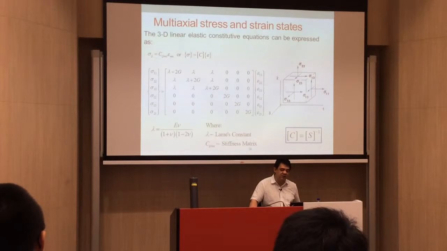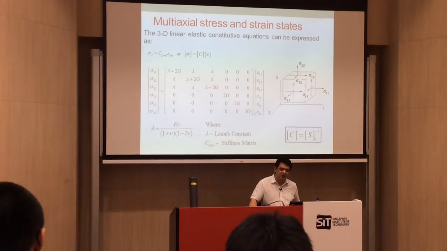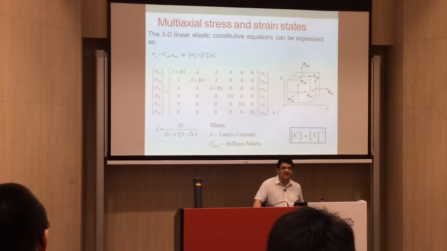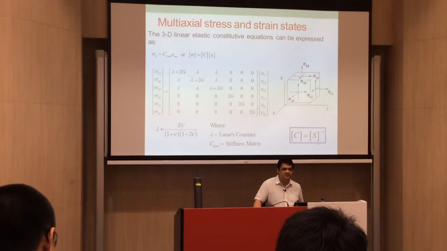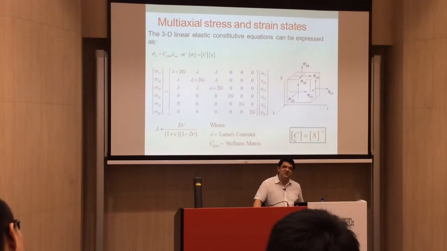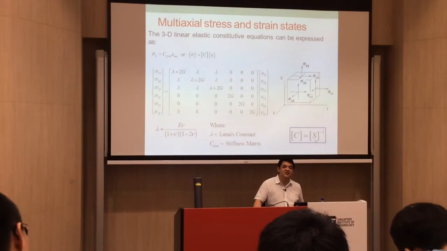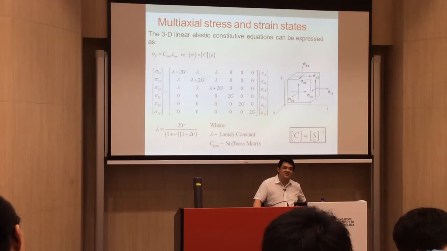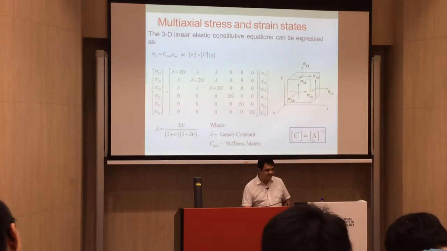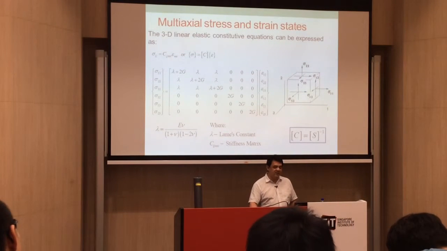So what's the relationship between your stiffness matrix and your compliance tensor? The stiffness matrix is the inverse of your compliance. Why do they call this one the stiffness matrix C, while this one is the compliance? Stiffness matrix, compliance tensor, and the relationship is inverse.